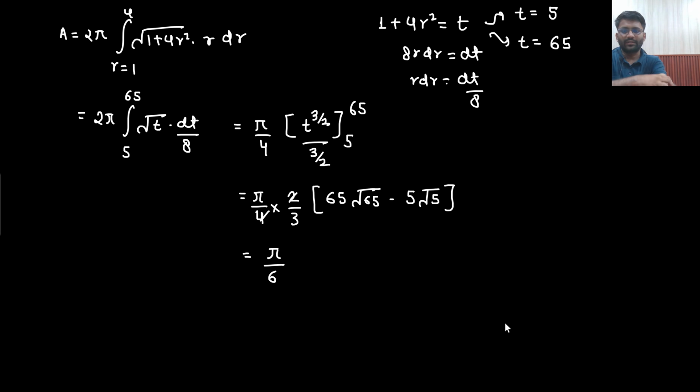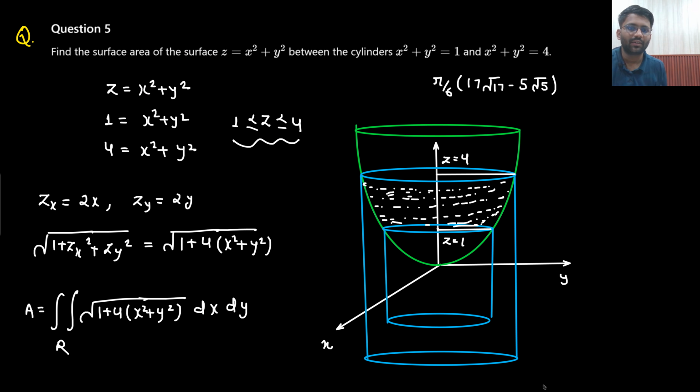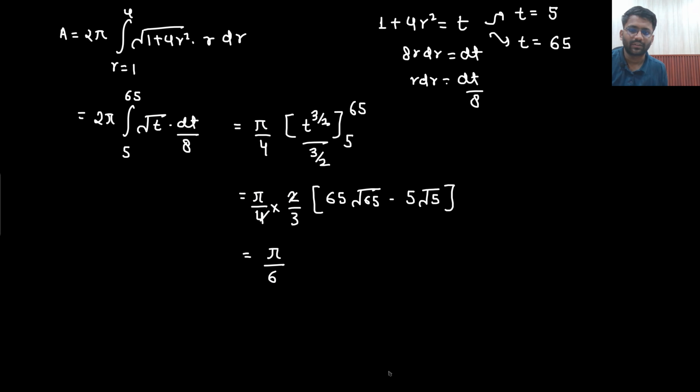Now how are we supposed to solve this? 13 into 5, 13 under root 13, 5 under root 5. How have they written the answer here? In which form have they written the answer? That form I need to check. 17 under root 17 minus 5 under root 5, 5 by 6, 17 under root 17. I am getting 65 under root 65. Am I doing something wrong? Pi by 4.